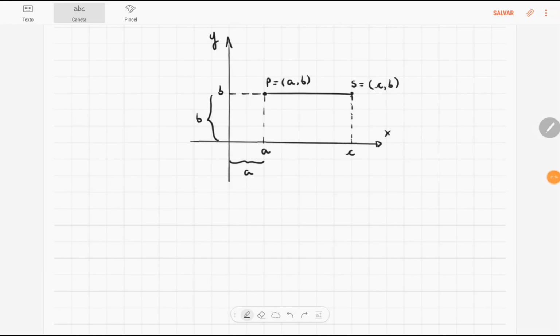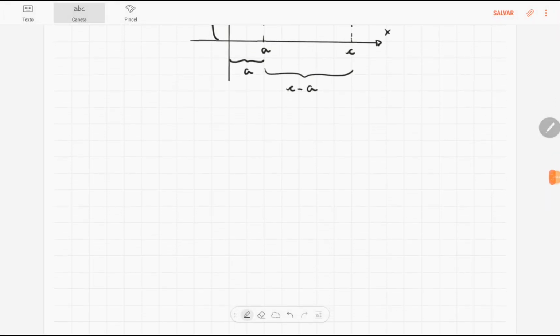The difference of the abscissas of the 2 points is this distance, and it's given by C minus A. And because the 2 points P and S have the same ordinate, there is no difference between both ordinates. In other words, the difference between both ordinates is equal to 0. The same logic may be applied to both points that have the same abscissa.